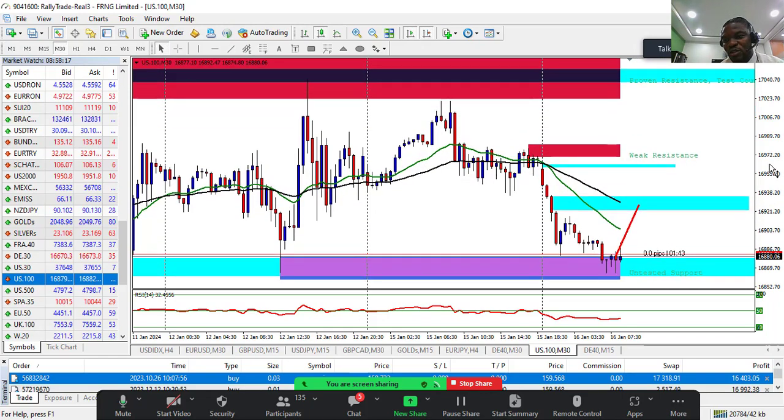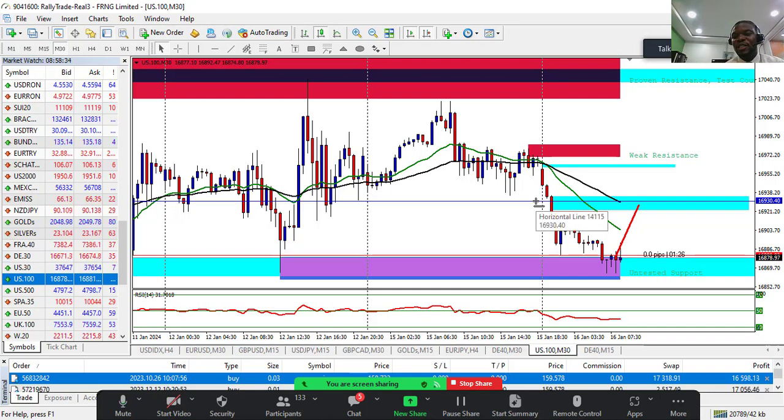So let me call the price for you. The price around this area is 16930.40. So you want to set a sell limit at 16930. Then of course your take profit will be below this low here.